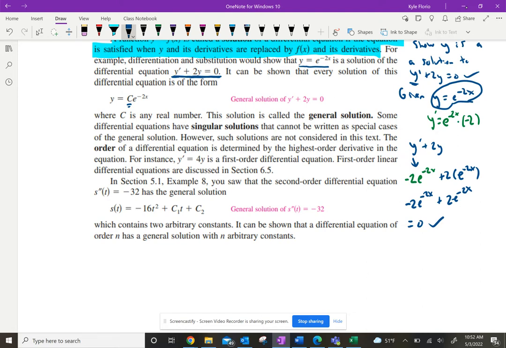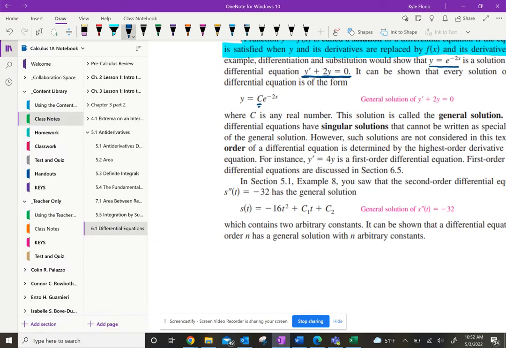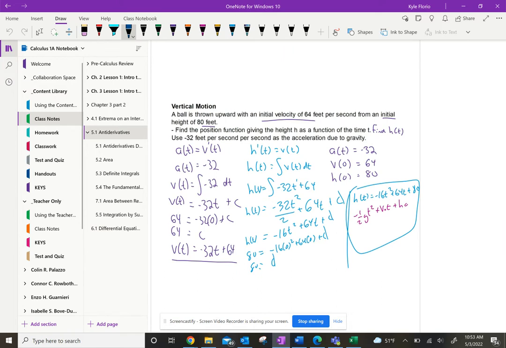But back in chapter 5, section 5.1, example 8, we saw that the second order differential equation, the second derivative is equal to negative 32t, has this general solution. And if you think back to the Smurf packet, that's the equation that we used back in 5.1. We're given that the acceleration is negative 32. We took the antiderivative of that to find the velocity, negative 32t plus some constant. We ended up finding out that constant was 64 in this case because of the initial conditions.